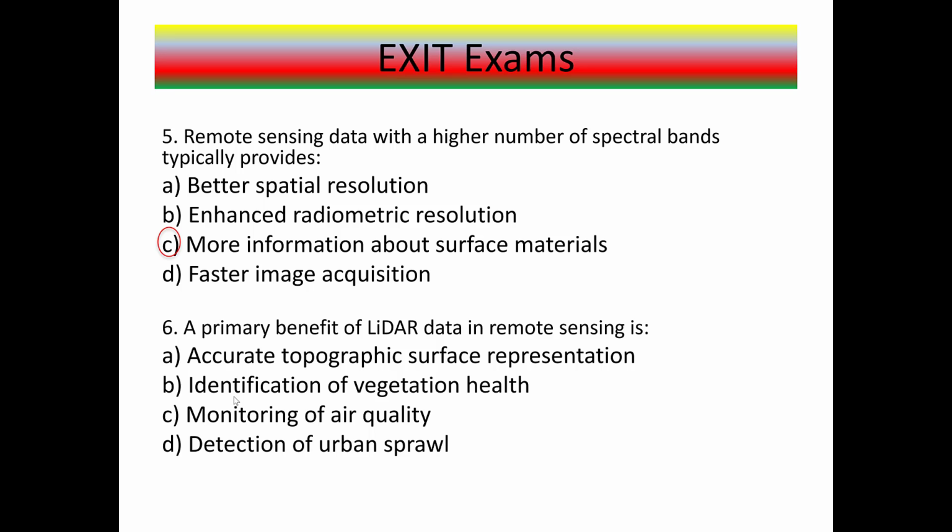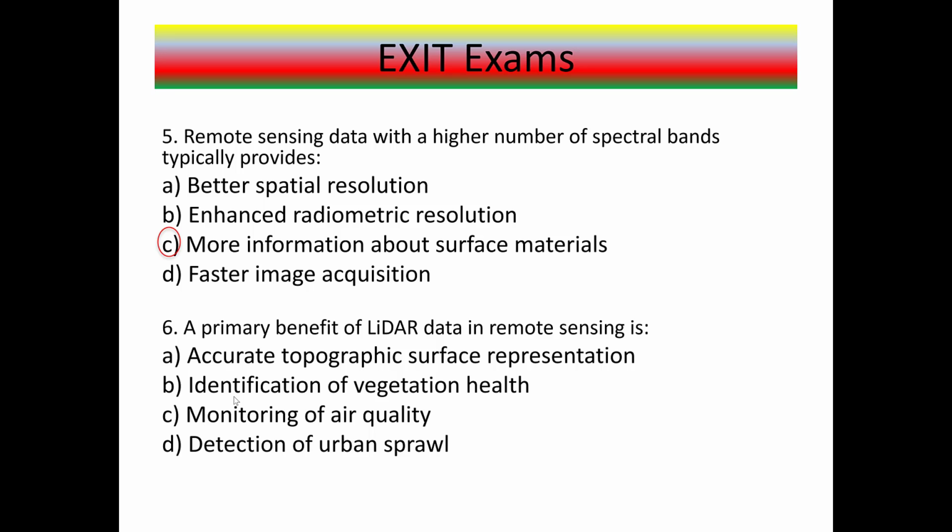If we have more spectral bands in our remote sensing data, we have the chance to collect more information about surface materials. Hyperspectral remote sensing is a good example, which has more than 100 spectral bands within this type of remote sensing. Okay, great.